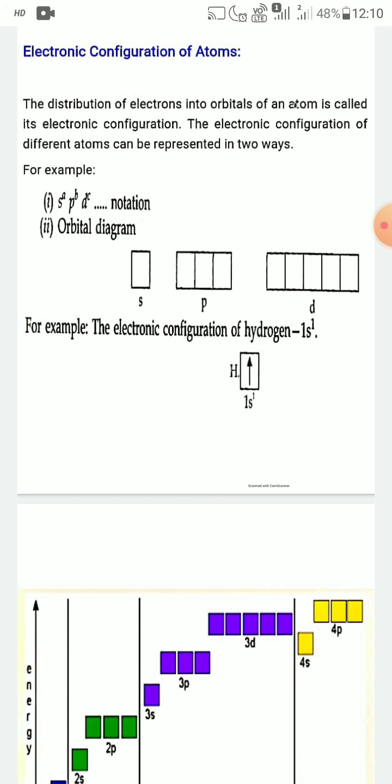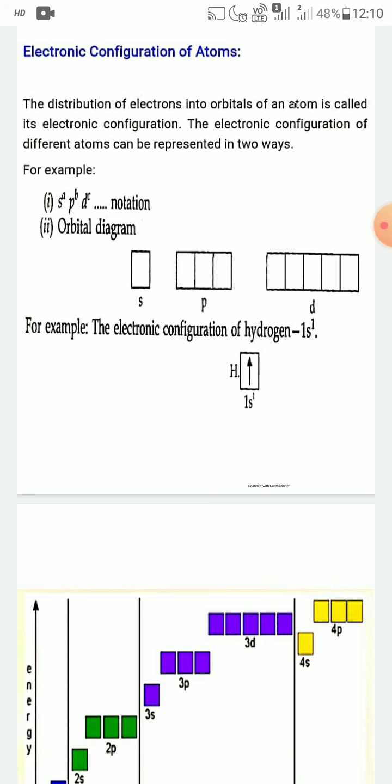You know that in the case of the S subshell, there is only one S orbital. In the case of the P subshell, there are a total of three P orbitals, known as Px, Py and Pz orbitals. The D subshell has a total of 5 D orbitals. Similarly, the F subshell contains a total of 7 F orbitals.